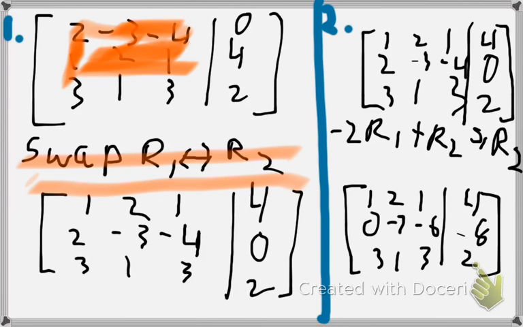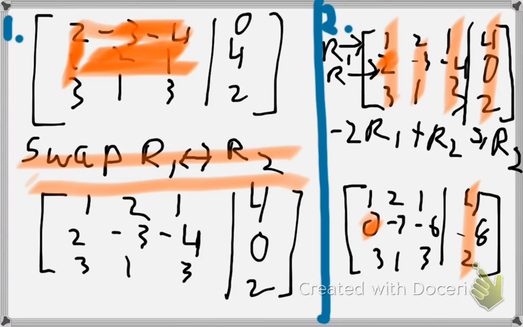And then after that, you do -2 of row 1 and add that to row 2, and that equals row 2, because you want the 0 here. Whatever you do, you have to do to this side too. And it's always going downwards, because this is row 1, this is row 2, and this is row 3.